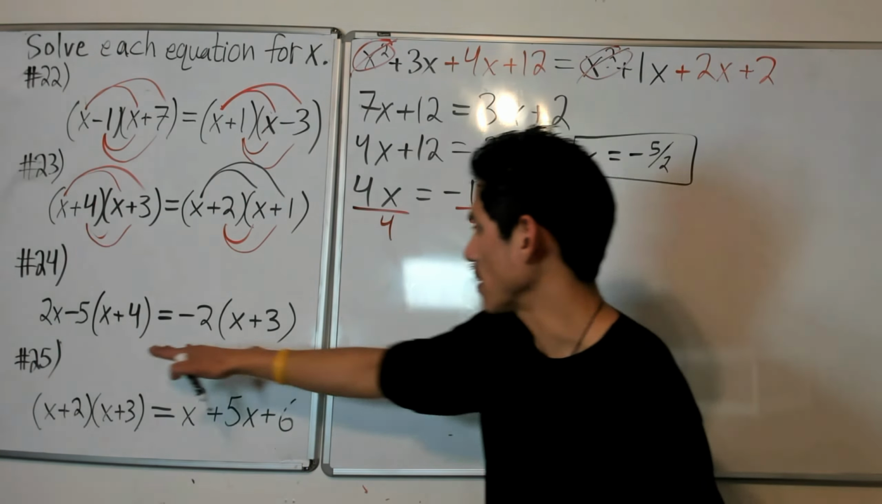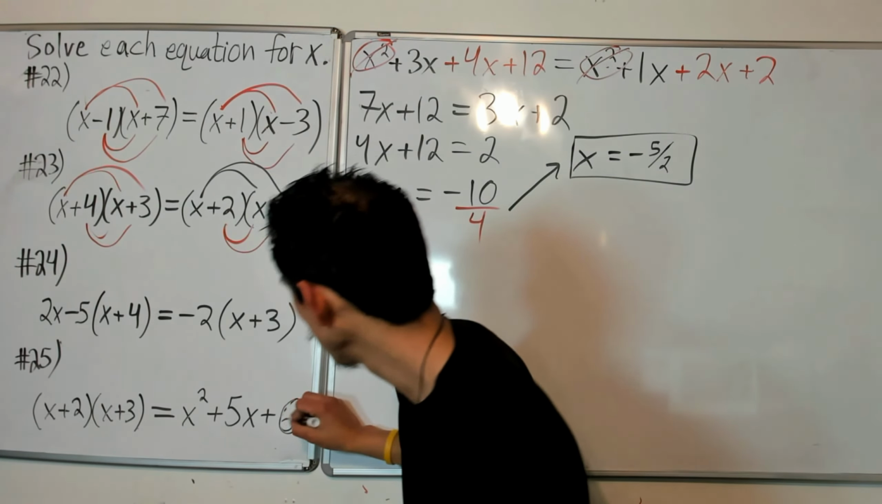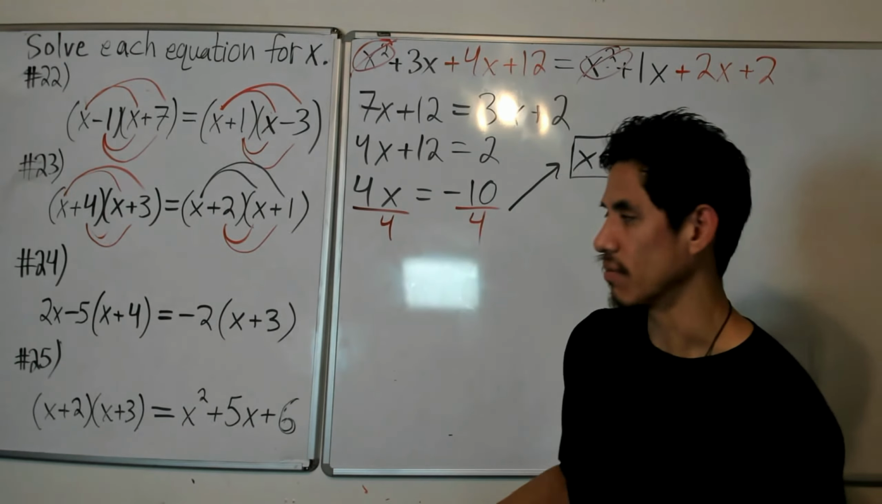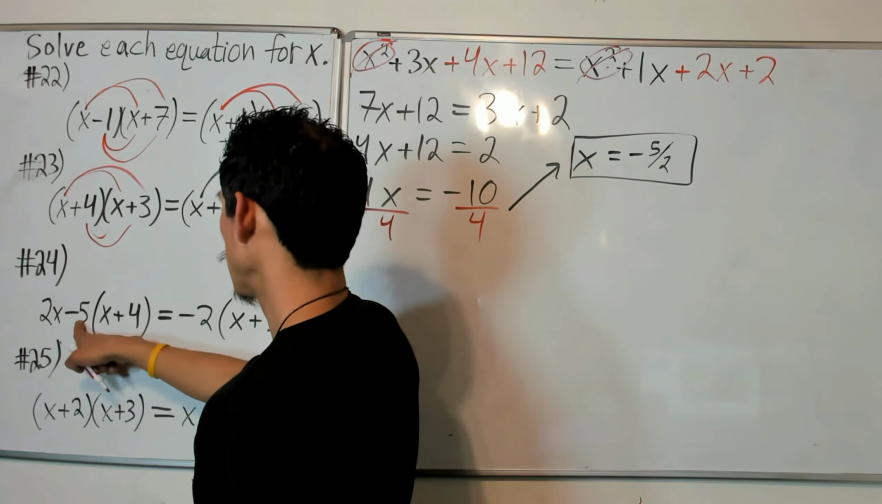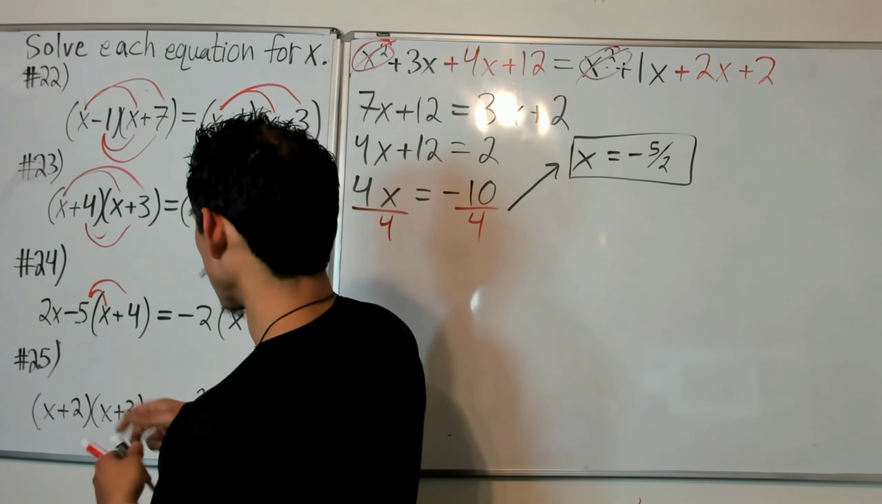All right, next we got, okay, this one we don't have the whole thing actually multiplied out, but we actually don't have a binomial times a binomial. What we have is 2x minus 5 times x minus 5 times 4.